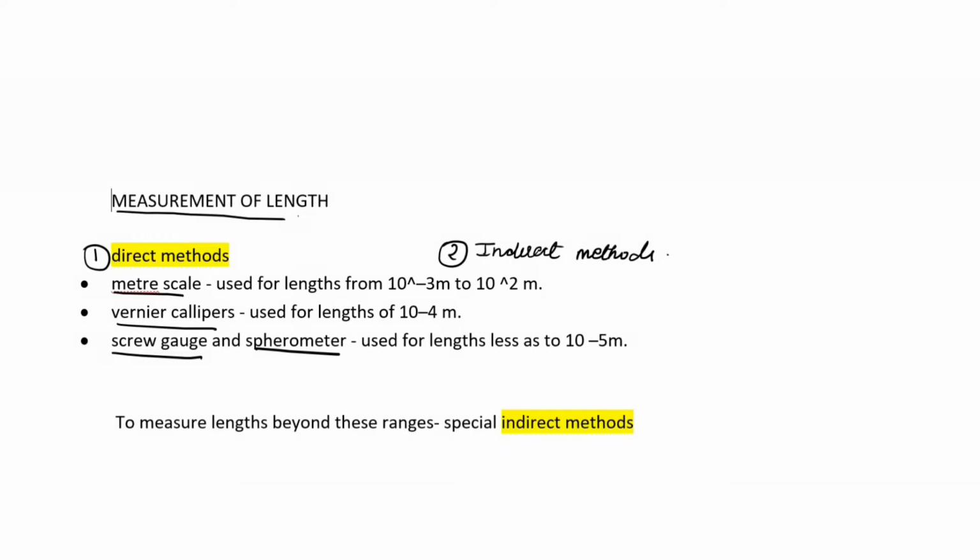The first one being the meter scale is used for measuring lengths from 10 power minus 3 to 10 power 2 meters, whereas the vernier caliper is used for measuring length up to 10 power minus 4 meter, whereas the screw gauge and spherometer are used for much smaller lengths, that is less than 10 power minus 5 meters. For measuring lengths beyond these ranges, we use indirect methods.